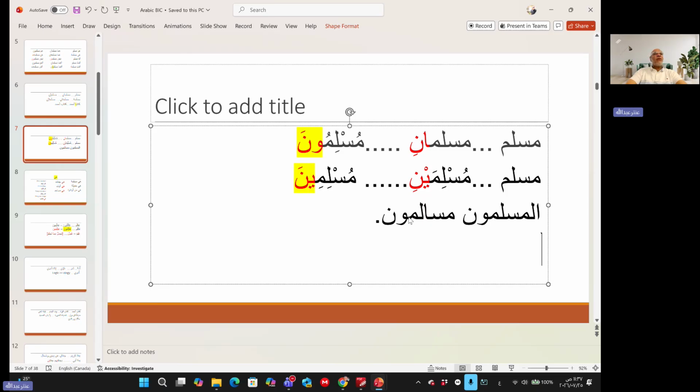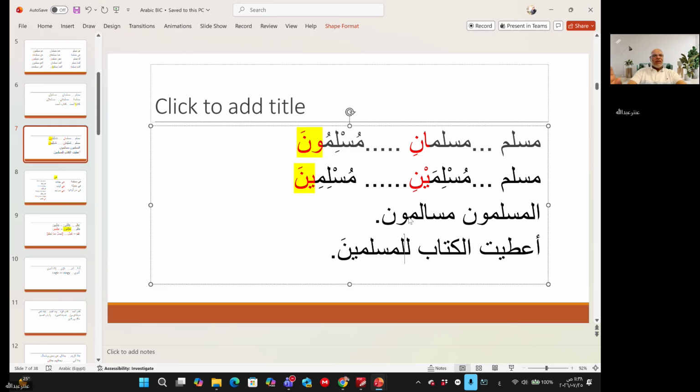Now, if we say, I gave the book to the Muslimin: أعطيت الكتاب لـ. This li means to, this lam means to. Now I would like to say to the Muslimin, so I will say lil Muslimina. Lil Muslimin: I gave the book to the Muslimin. So the word Muslimin here is plural male.